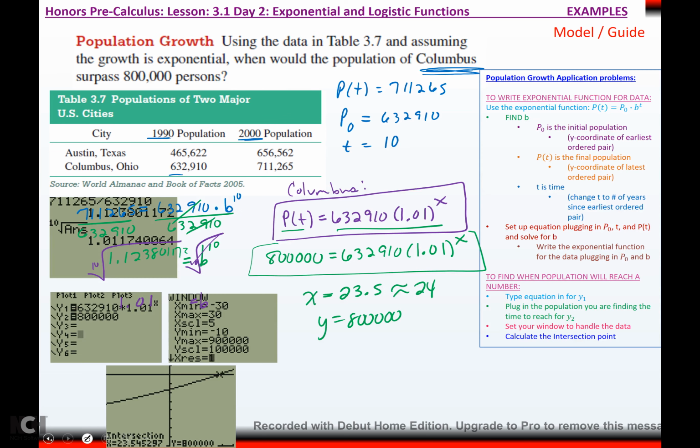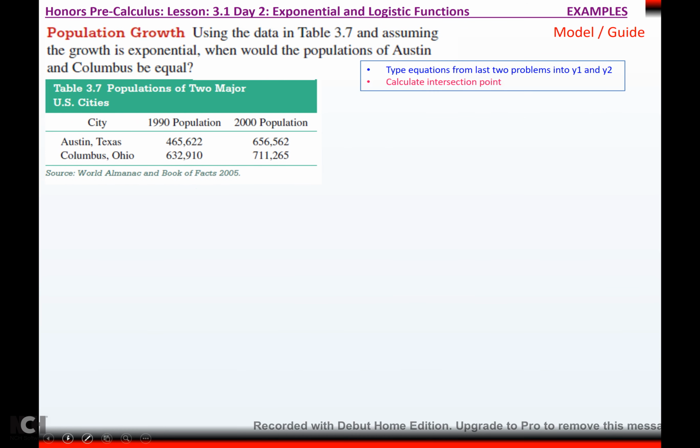When will that be? Well, 1990 plus 24 years later: 4, 9, 10, 11, 2014. In 2014, Columbus, Ohio should surpass 800,000. Again, it'd be interesting to Google that and see if that's what happened.